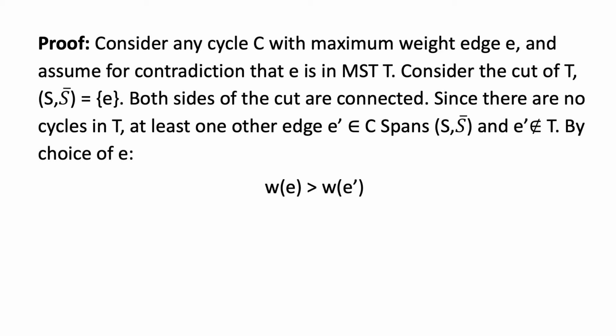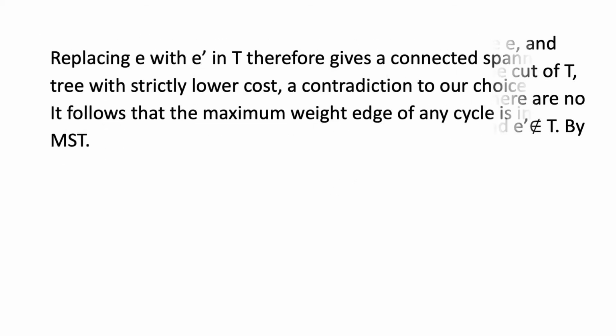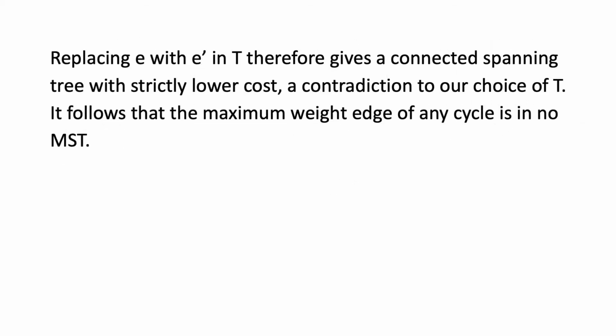Since there are no cycles in T, at least one other edge E dash belonging to C spans S bar and E dash does not belong to T. By choice of E, the weight of E is greater than the weight of E dash. Replacing E with E dash in T therefore gives a connected spanning tree with strictly lower cost, a contradiction to our choice of T. It follows that the maximum weight edge of any cycle is in no minimum spanning tree.